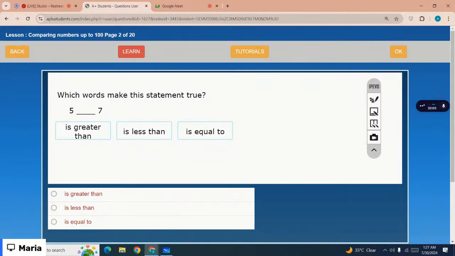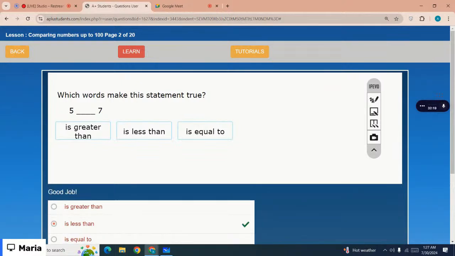Which words make the statement true? 5 and 7. So when you count, you have 5 before 7, right? So 5 is less than 7. The correct option is less than.